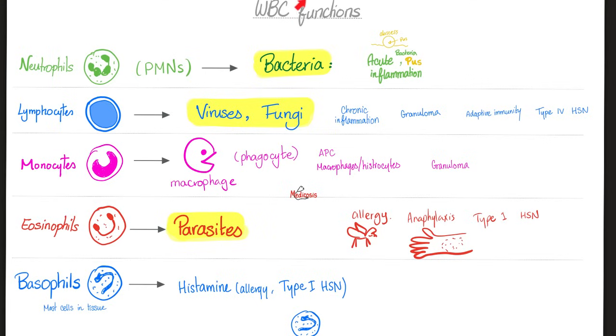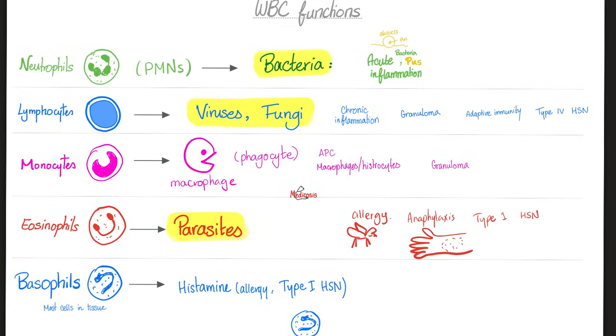The functions of white blood cells were discussed before. Let's review them very quickly. Neutrophils fight bacteria, make pus, acute inflammation. Lymphocytes fight viruses, fungi, cancer cells. Chronic inflammation, not acute, chronic. They make granuloma, adaptive immunity, type 4 hypersensitivity reactions. They are also the cells that reject organ transplant because they don't like foreigners.